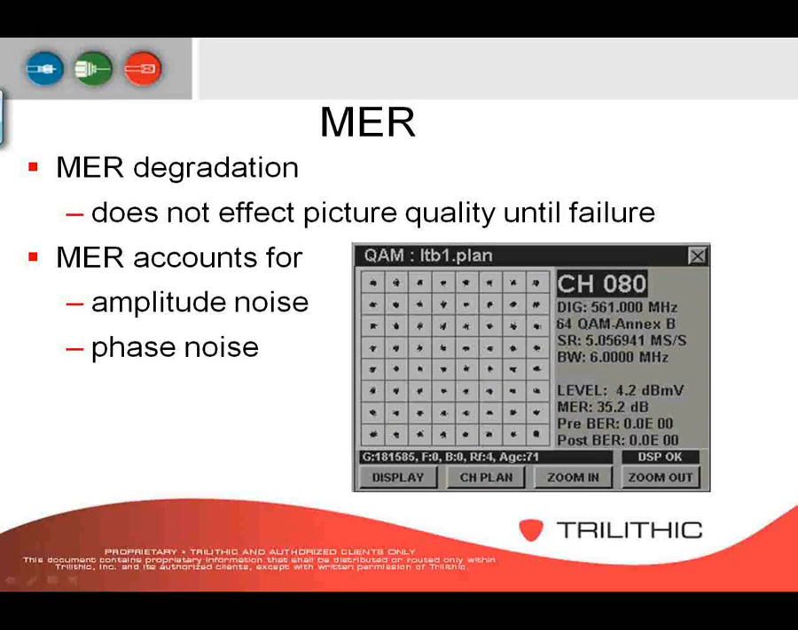MER assigns a value to the fuzziness, or to where the bits or the symbols are pushed out of that tight cluster of dots. The further the dots are from their ideal location, the worse the MER is. MER is a figure of merit for the QAM signal that includes all types of impairments.